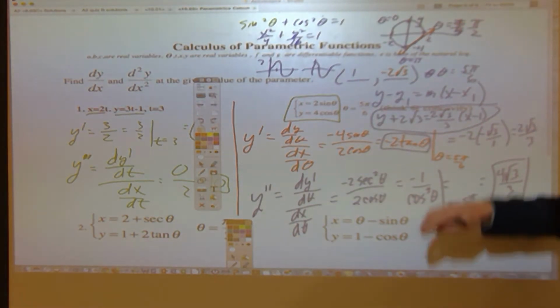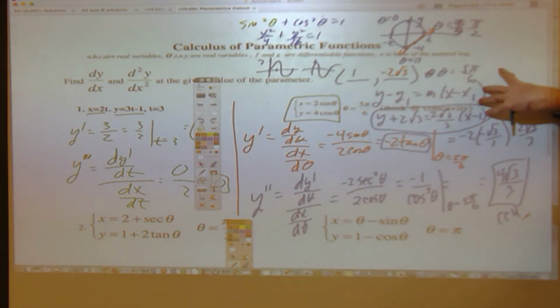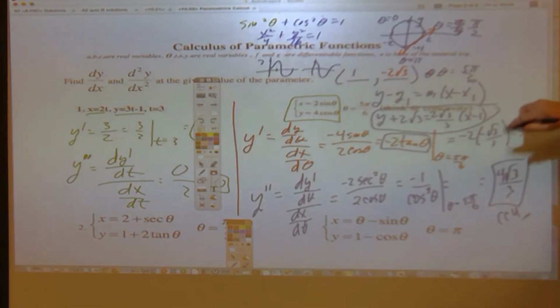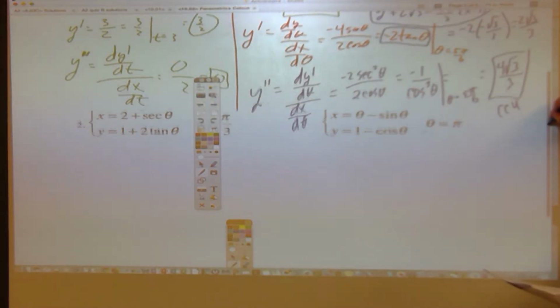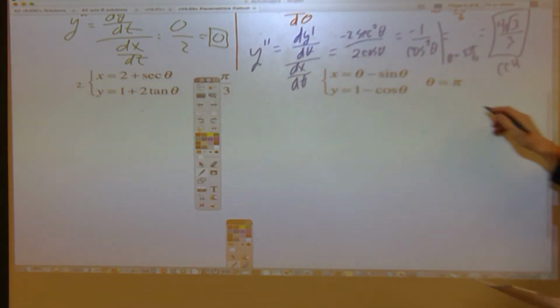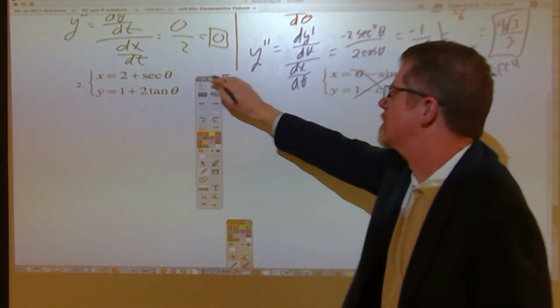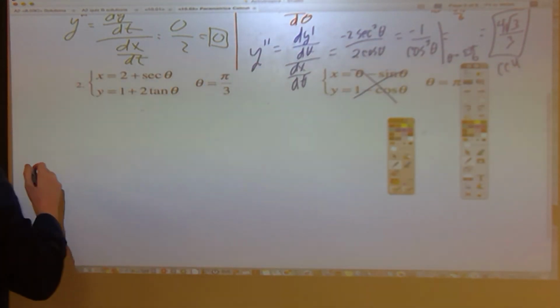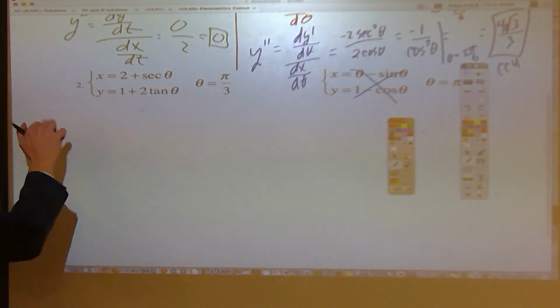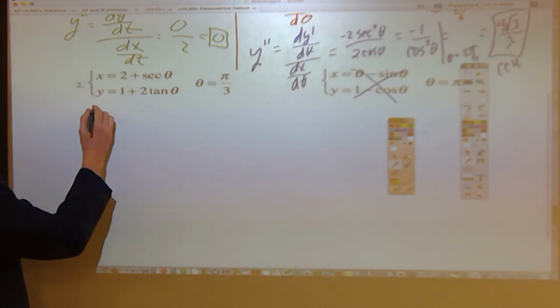Any questions on this example? Given the parametric equations, find the first and second derivative and interpret it in the context of the graph. Okay, for the sake of time, we're going to skip this problem and focus on number 2 right here. So would you please, based on our review of yesterday, go ahead and eliminate the parameter.